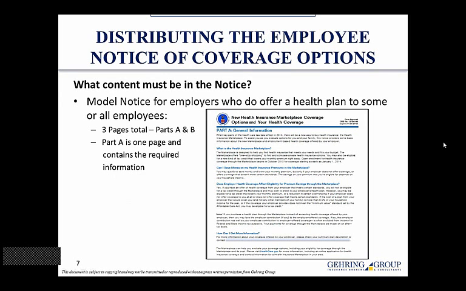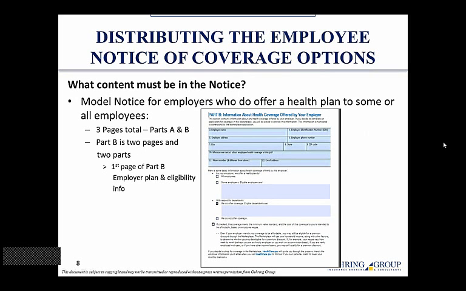Now, the model notice for employers who do offer a health plan to some or all employees is a 3-page document. The first part is Part A. This Part A contains those 3 required elements that we reviewed on the previous screen. Part B is a 2-page document. The first page is plan information, employer information, and who is covered under your plan and whether or not it offers minimum essential coverage and minimum value coverage.